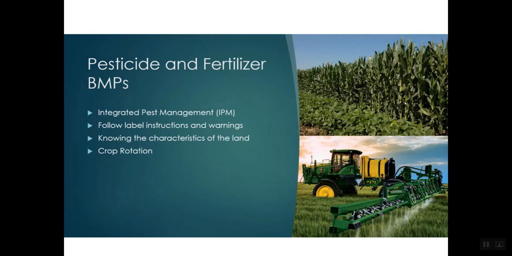And then last, we have crop rotation. The common one is you just rotate between corn and soybeans, because corn pulls the nitrogen out of the ground and soybeans puts it back. So you're avoiding having to put your fertilizers and chemicals on the ground to replenish that.